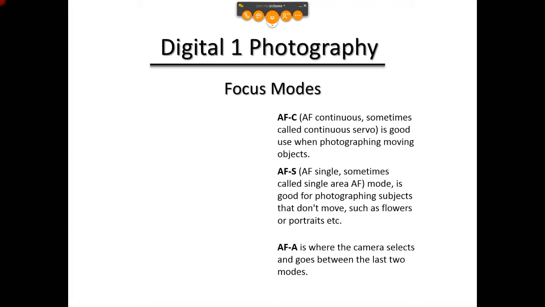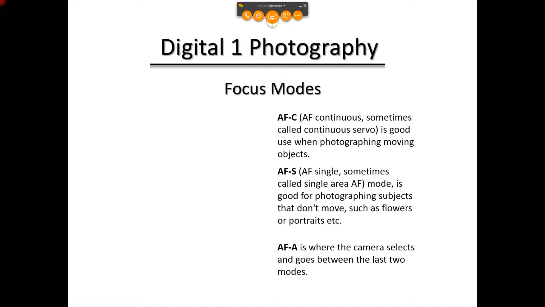Now, AFA, which is auto focus, is basically going to give you the best of both worlds. So depending on the situation you're in, if you happen to be shooting football and then you see a flower sitting off to the side, the camera's going to take that information and decide whether it wants to use a single focus point or multiple focus points as you take your shots. So auto is going to kind of give you the best of both worlds.